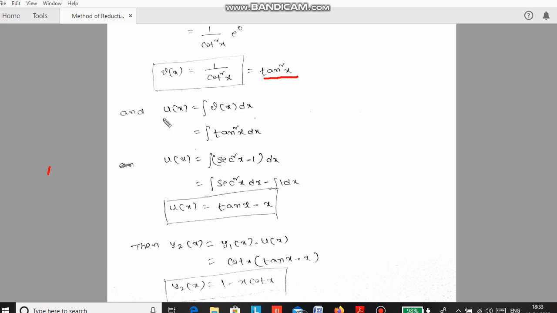Next we have to find the value of u of x. So u of x is equal to integral v of x dx, integral tan square x. To find the integration of tan square x, we already know that tan square x is equal to secant square x minus 1. So integral secant square x dx minus integral 1 dx. Integration of secant square x is tan x and integration of 1 dx is x. So u of x value is tan x minus x.